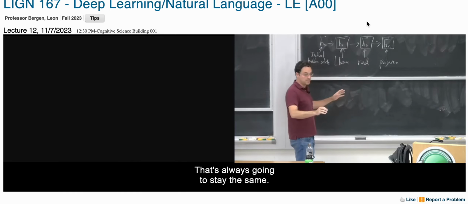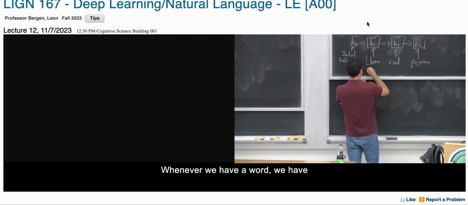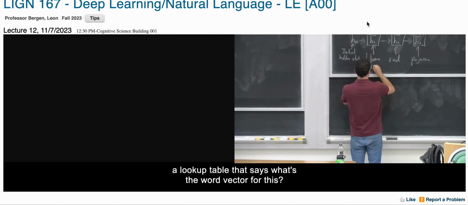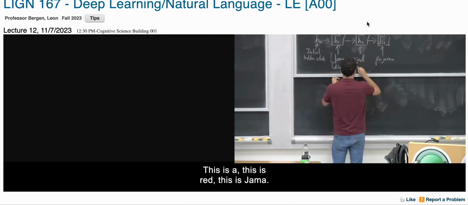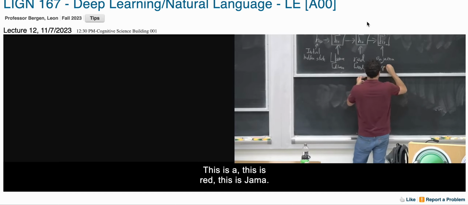And again, I'll assume that we've transformed all these words into word vectors. That's always going to stay the same. So whenever we have a word, we have a lookup table that says, what's the word vector for this? This is W llama. This is W red. This is W pajama.